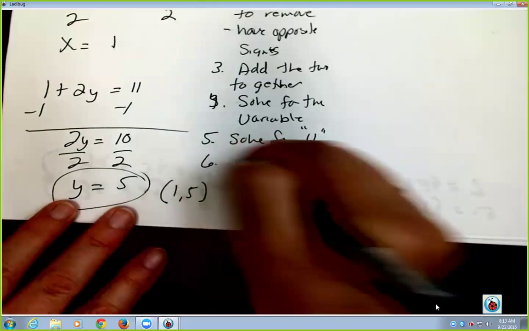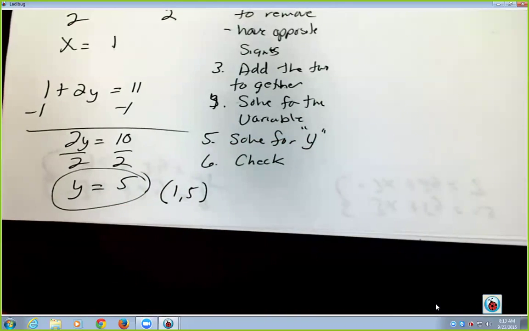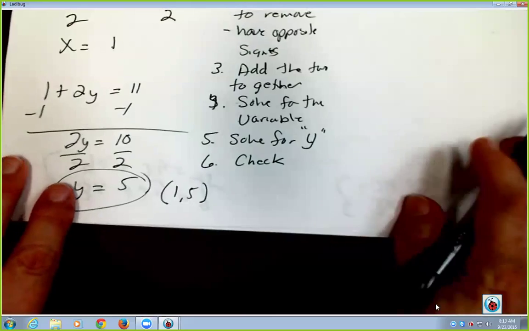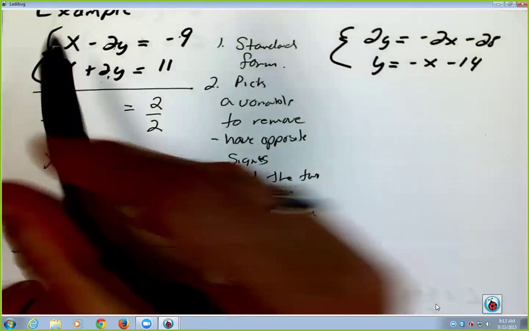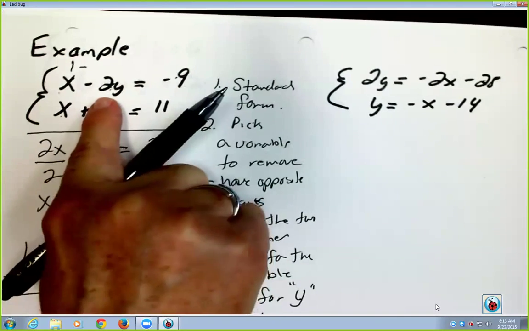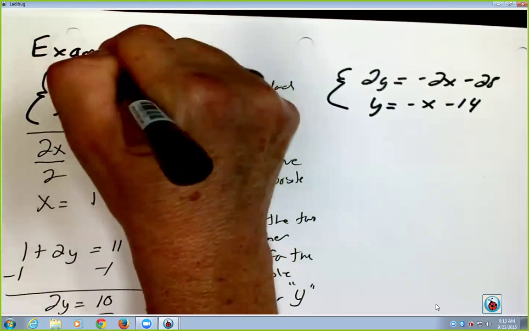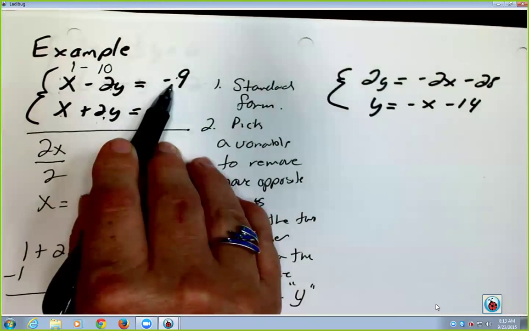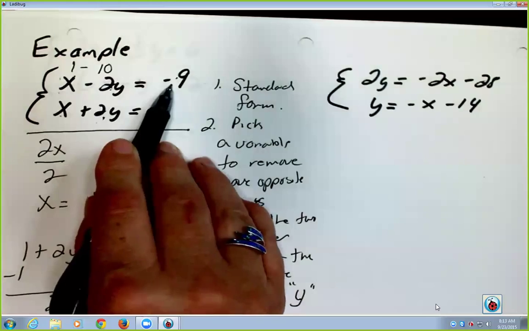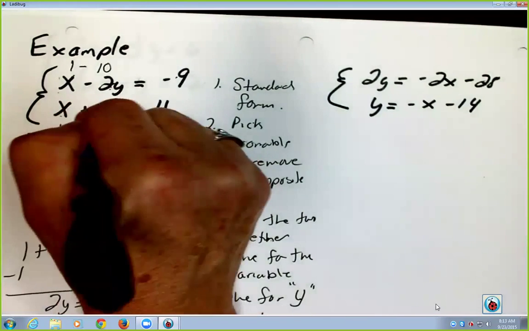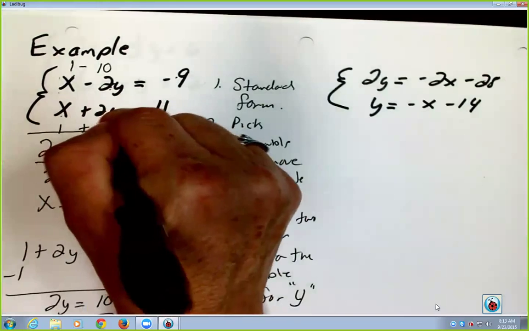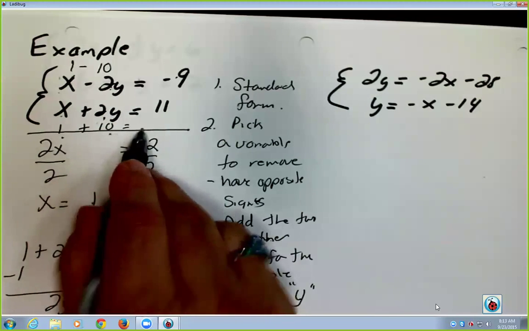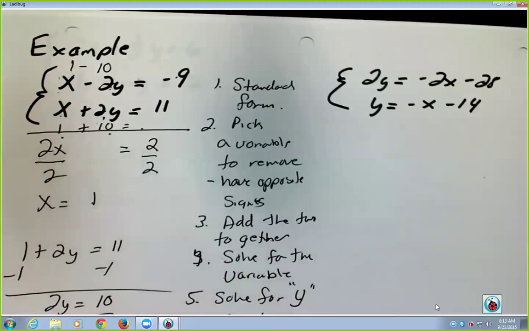So then finally, 6, check. So we're going to go back and check it and make sure it works. So if I put 1 in for x, minus 2 times 5 is a negative 10. So 1 minus 10 does give me a negative 9. We good there? And then the bottom one, 1 plus 2 times 5 is 10. And 1 plus 10 is also 11. So it checks. So it ends up working out correctly. Okay? So far, so good?